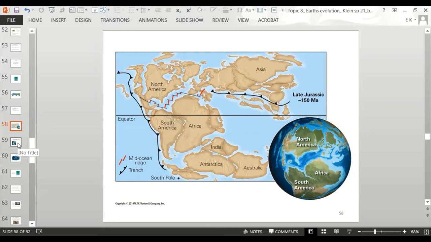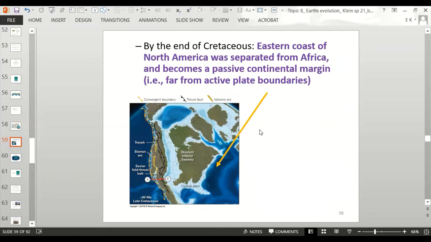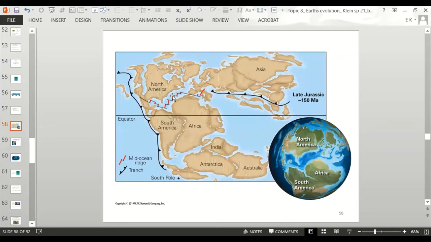And then by the end of the Cretaceous, which is the end of the Mesozoic era, the eastern coast of North America is now separated from Africa, far spread apart. And now the eastern coast of North America is considered a passive continental margin, meaning it's far from any active plate boundaries. Okay? Whereas here, it was closer to an active plate boundary, and then earlier than that, it was a suture where you had a connection. Africa and North America were connected.